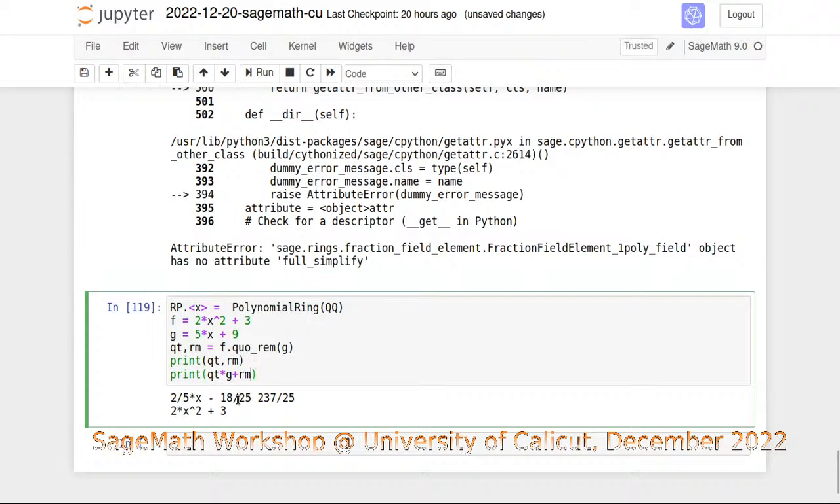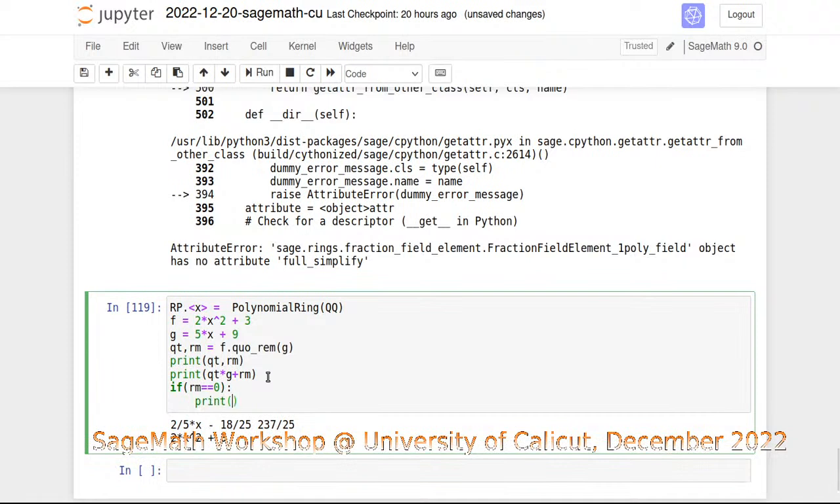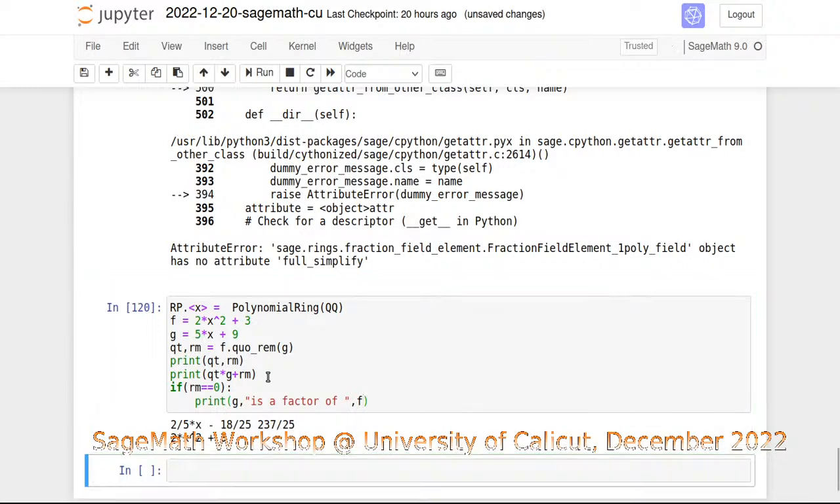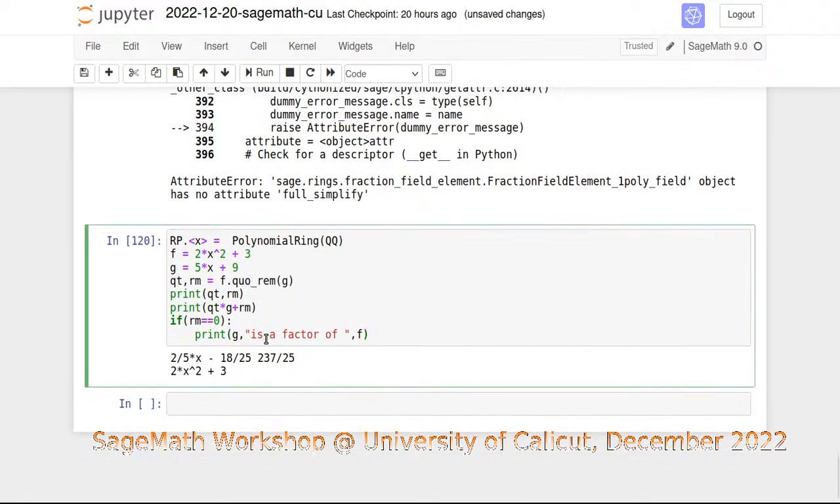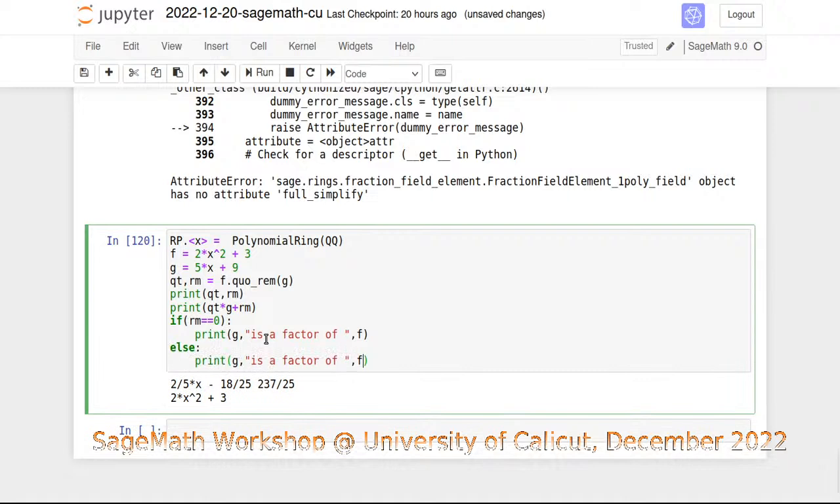And of course we can then say that if r is equal to 0, g is a factor of f, else g is not a factor of f.